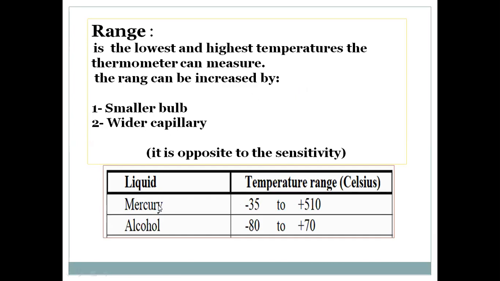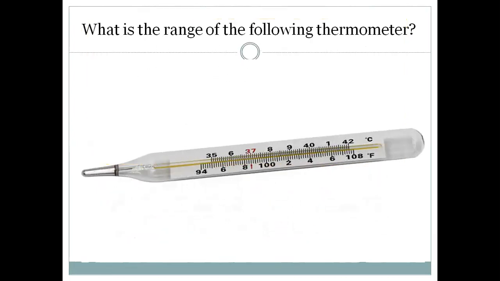And every liquid inside the bulb of a thermometer also has a specific range. Now, the actions to improve range are opposite to the actions of improving sensitivity. Now, look at this thermometer.